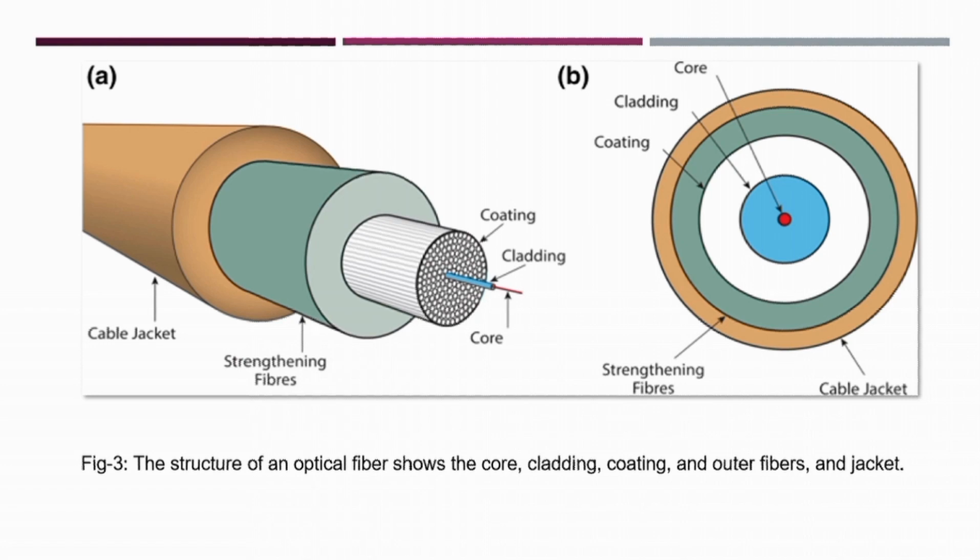The light signal is transmitted through the core of the fiber using the principle of total internal reflection. When light travels through the core of the fiber, it bounces back and forth off the walls of the core due to the difference in refractive index between the core and the cladding. This causes the light to travel down the length of the fiber without significant loss of intensity.